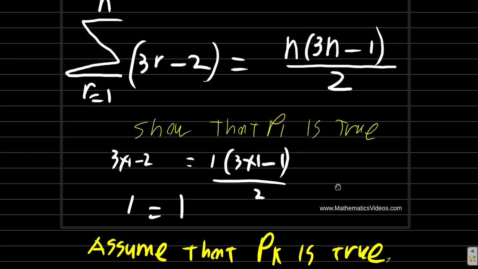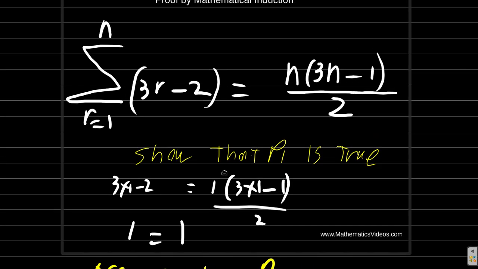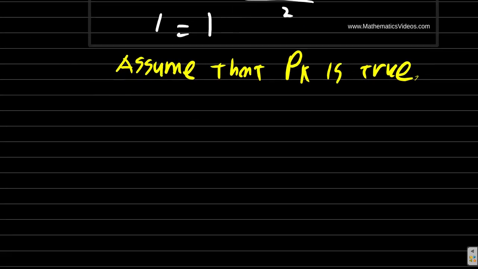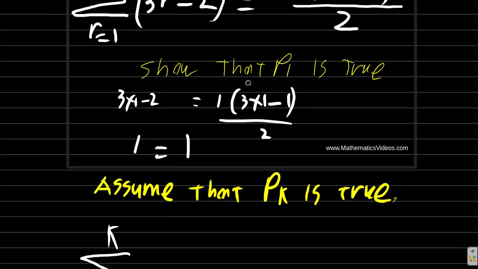So what happens when Pk is true? Alright, this is the sum from r equals 1 to k. So you have the sum from r equals 1 to k of 3r minus 2.